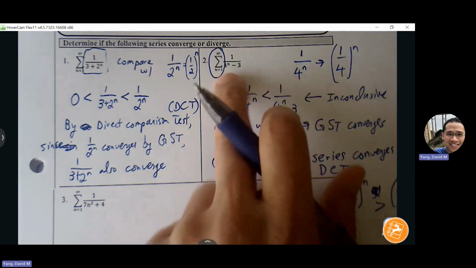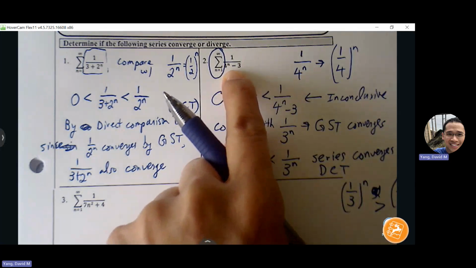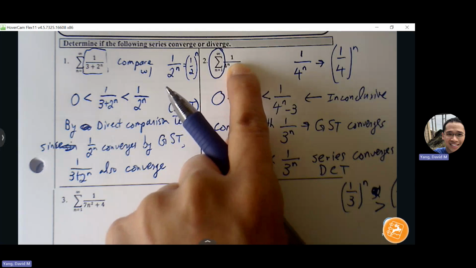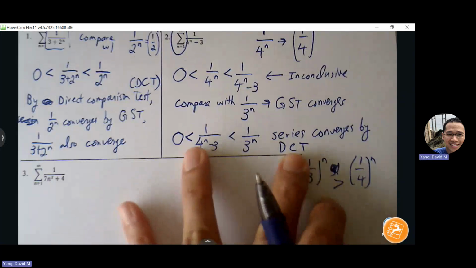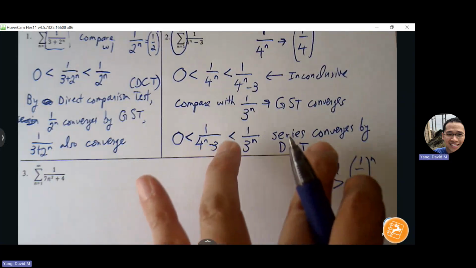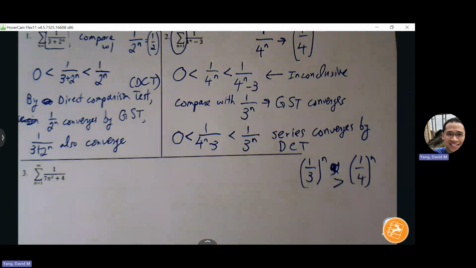Because looking at this, I can almost say for certain this is going to converge, because that minus 3 is not going to have much impact. We're just trying to find a good comparison so that our argument can be more rock solid. Does that make sense? Yeah.